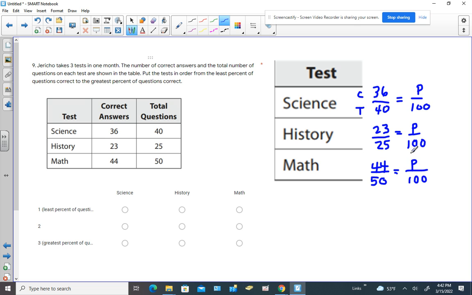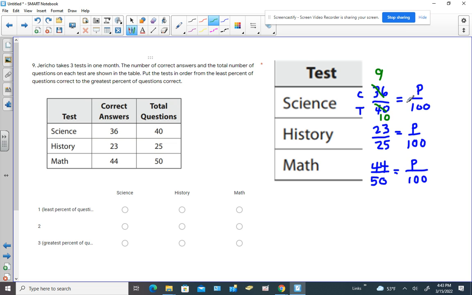All right, so let's look at reducing this, because 40 is not exactly compatible with 100. But if we reduce it, then we're going to be able to work with it. If we divide by 4, here we're going to get a 9. And if we divide by 4 here, we're going to get 10. So it's a 9 to 10 ratio.